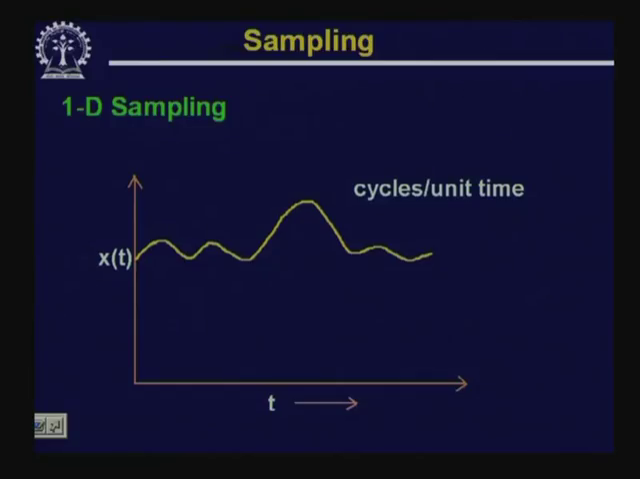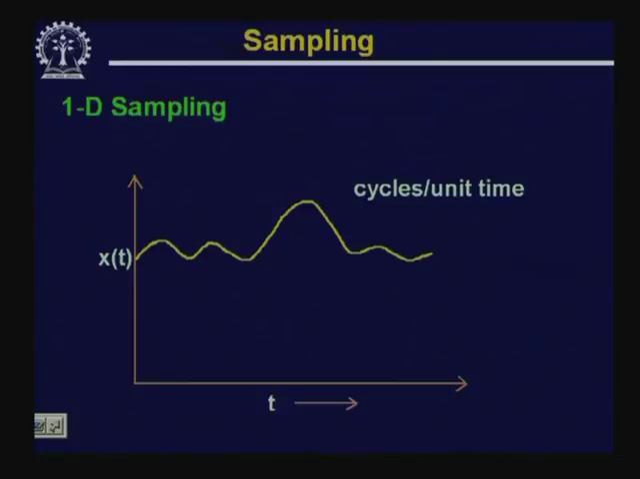Now, let us come to the first step of the digitization process, that is sampling. To understand sampling, before going to the two-dimensional image, let us take an example from one dimension. Let us assume that we have a one-dimensional signal x(t), which is a function of t. Here we assume t to be time. And you know that whenever a signal is represented as a function of time, whatever the frequency content of the signal is, it is represented in hertz, and hertz means cycles per unit time.